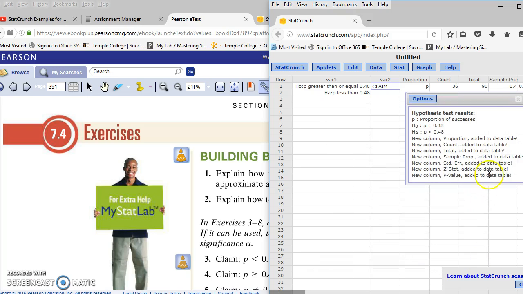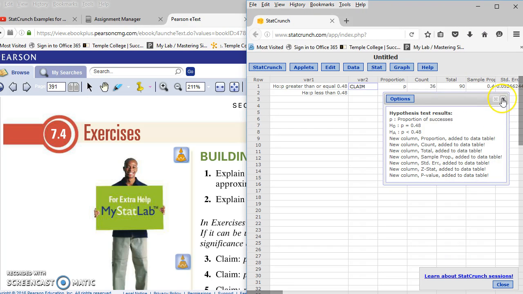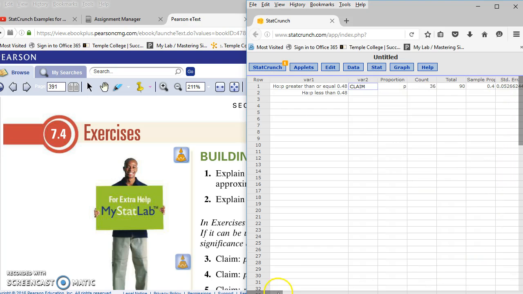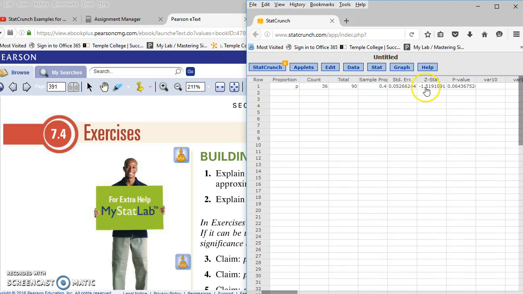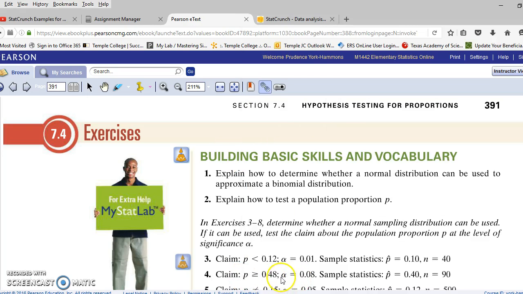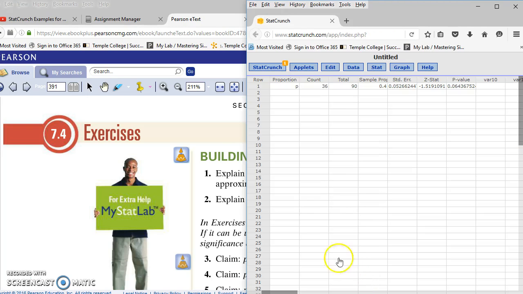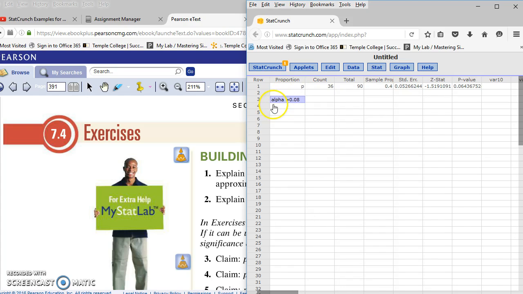I'm going to store this in a data table. So I'm going to click compute, and I still need to move it over just a little bit so you can see the results. I have a z-test statistic of negative 1.519, and I have a p-value. So I could use the p-value if I wanted to. Remember that in problem 4 it said alpha equals 0.08, and my p-value equals 0.06 to 2 decimal places.